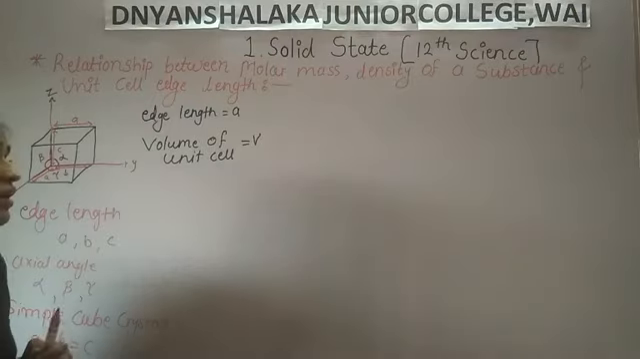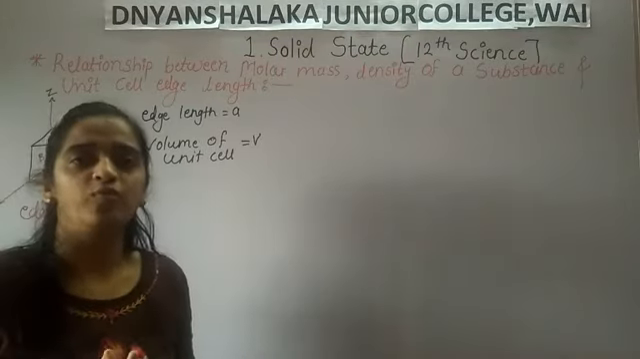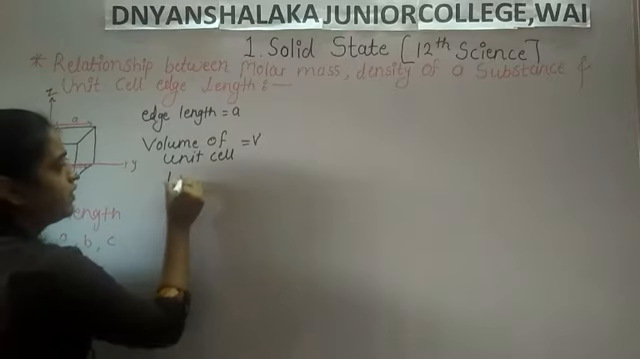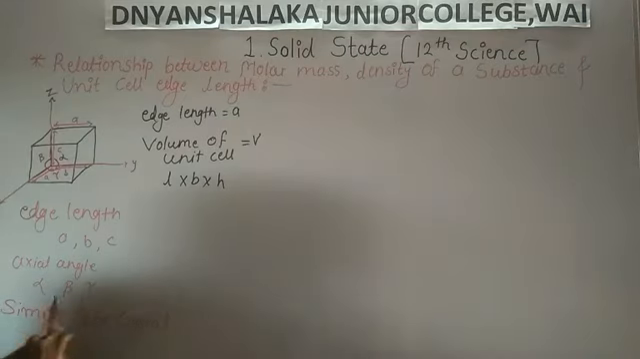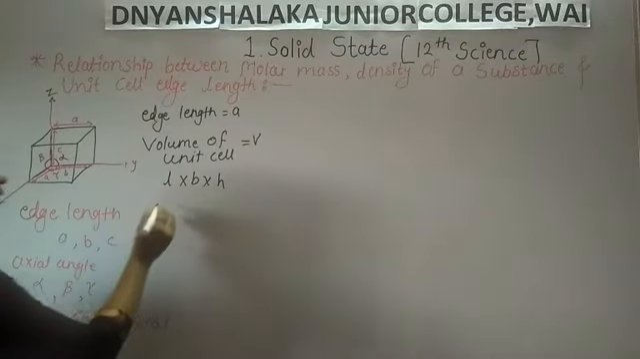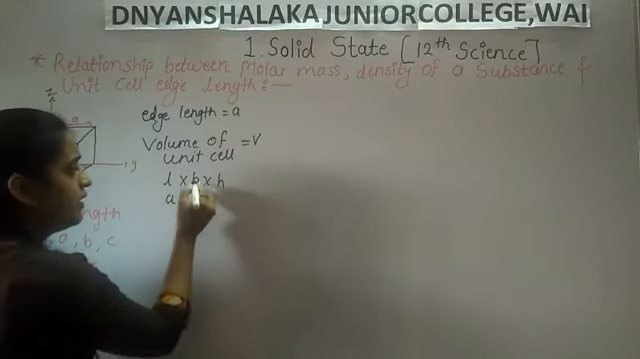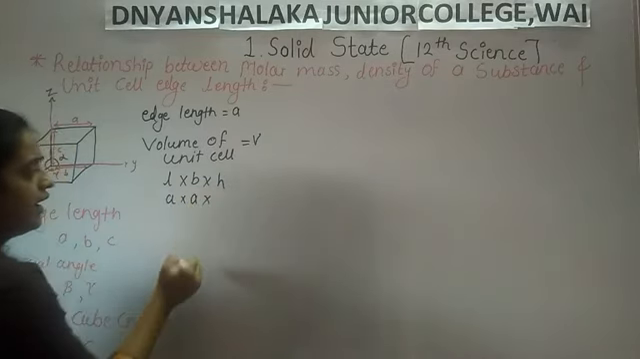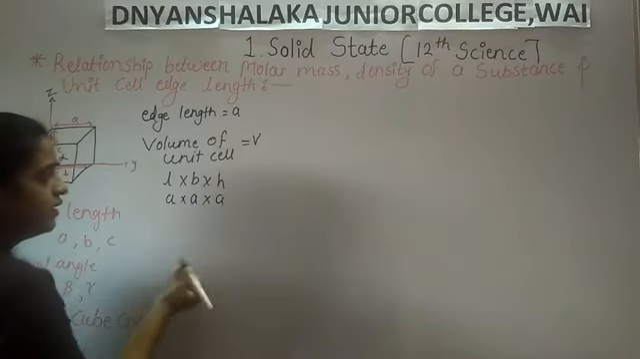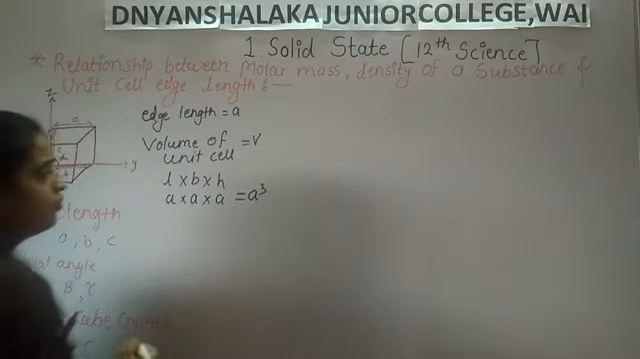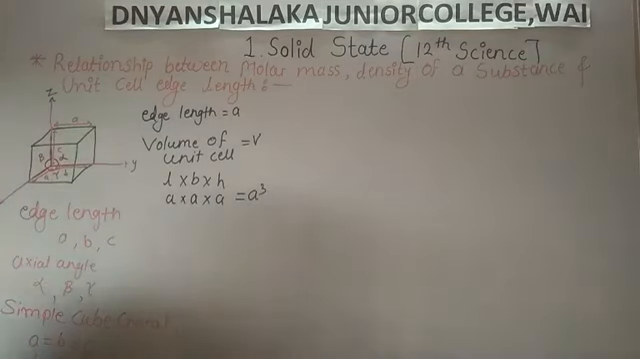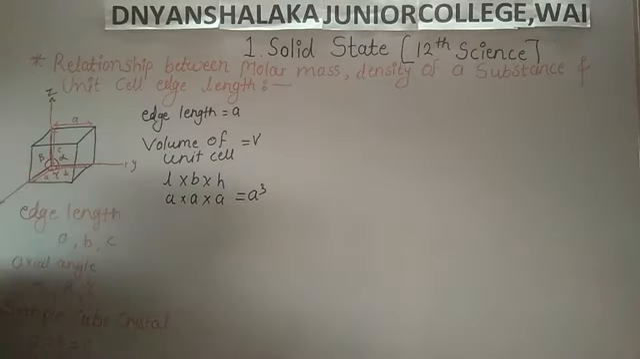But how do we find the volume of any unit cell? It is length times breadth times height. According to this formula, we find the volume of the cell. We consider length equal to a, breadth equal to a, and height also equal to a, the edge length. So the volume of the unit cell is a cube. Volume of unit cell V is equal to a cubed.